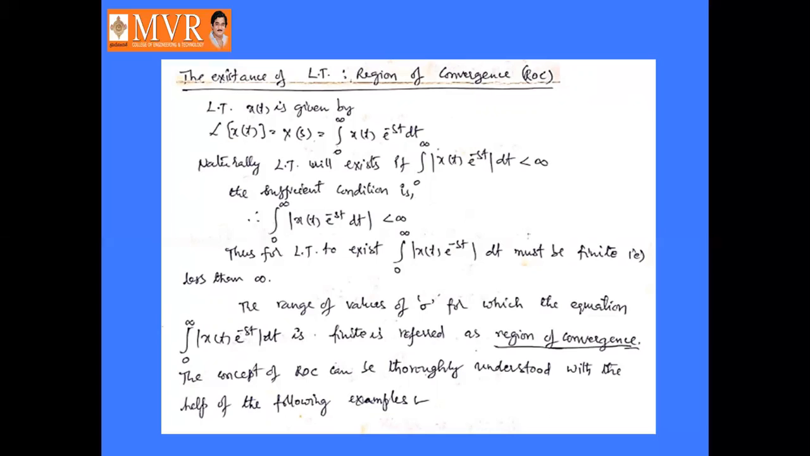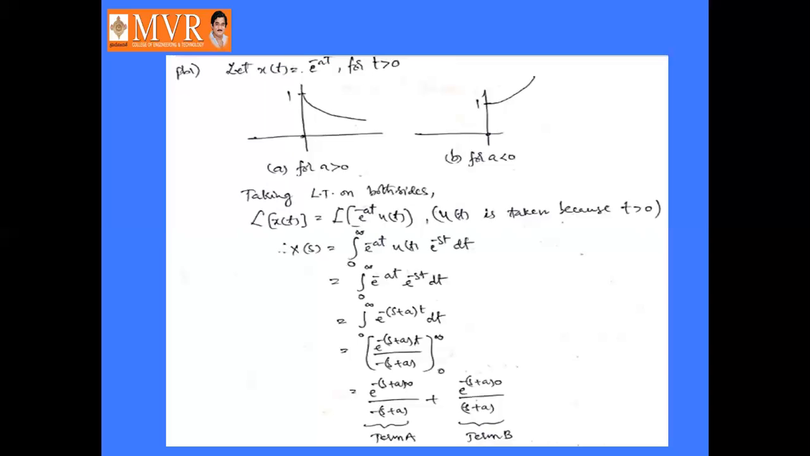The concept of region of convergence can be thoroughly understood with the help of the following examples. Suppose we take a simple example. Let x of t equal e power minus a t for t greater than 0. Let us take the two diagrams. If a is greater than 0, it is an exponentially decaying function, so it will be represented like this. If a is less than 0, it is an exponentially growing function from amplitude 1. This is the diagrammatic representation of e power minus a t for a less than 0.